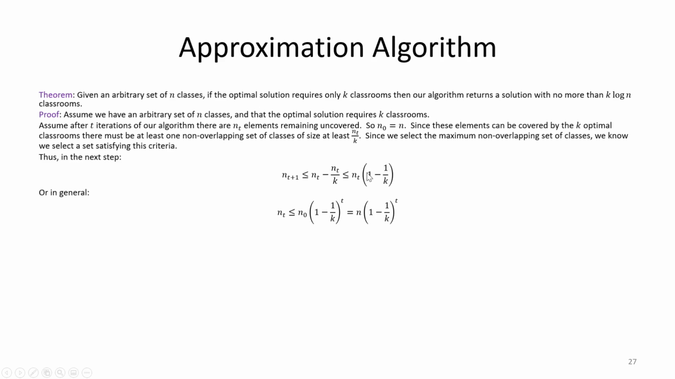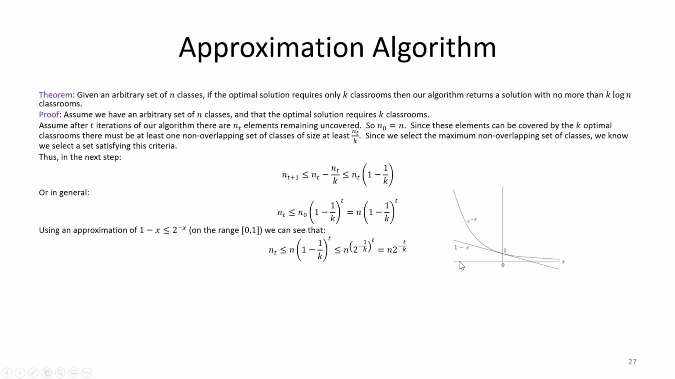So if we want to do it t steps, we multiply it by this factor t times. So we can now express what n of t is. N of t must be less than or equal to the original n of 0 multiplied by this t times. And the original, of course, was just n. So now we have what n of t is in terms of n, t, the number of ticks, and k, our optimal solution.